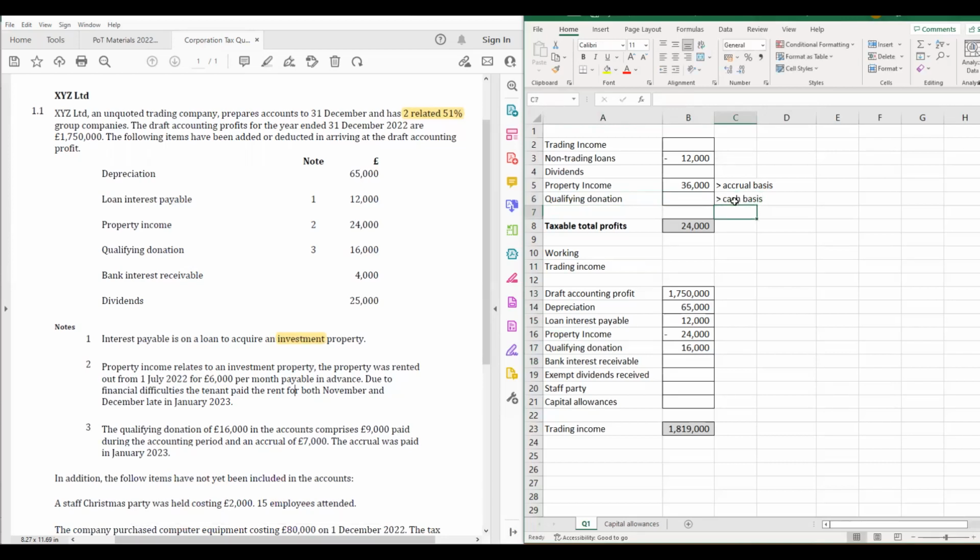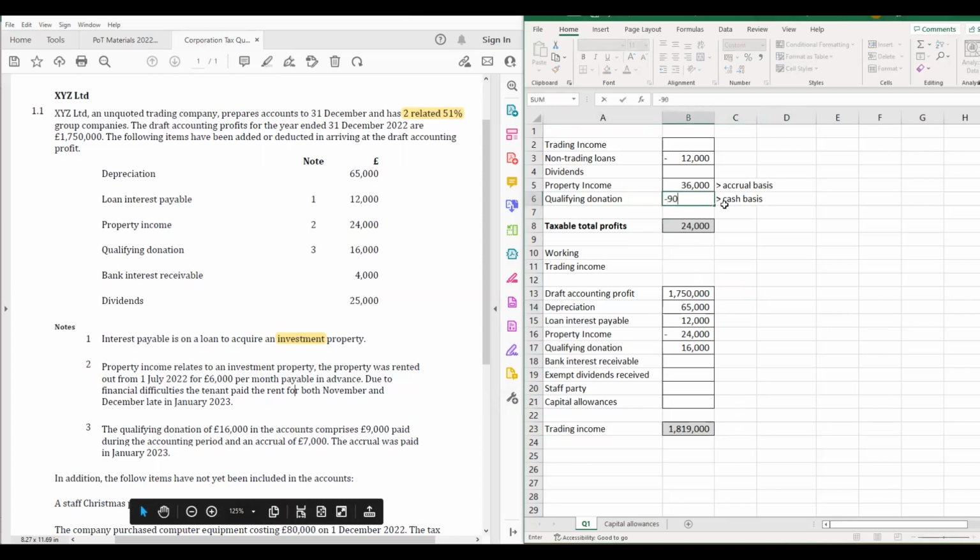And by that, what I mean is you're only allowed a deduction against your taxable total profits for the amount of the qualifying donation you've actually paid in cash. So, of course, we can see the wording of the question. We've got £9,000 paid during the accounting period and an accrual of £7,000. So essentially the deduction XYZ Limited is allowed is £9,000 for the cash they've actually paid.